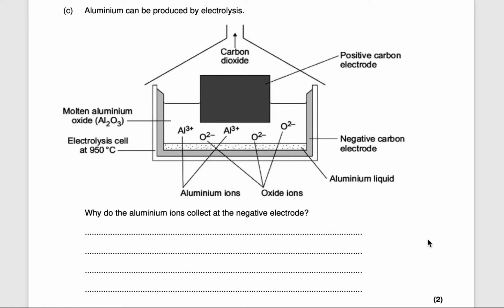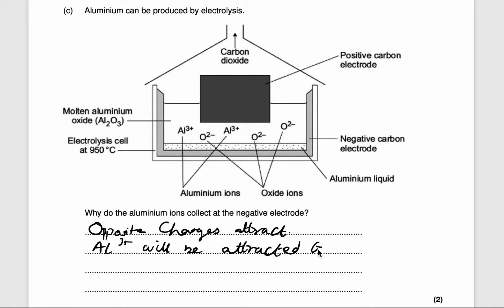Next question. Aluminium can be produced by electrolysis. Why do the aluminium ions collect at the negative electrode? Again, opposite charges attract. So aluminium 3 plus will be attracted to the negative electrode. Okay, 2 marks.